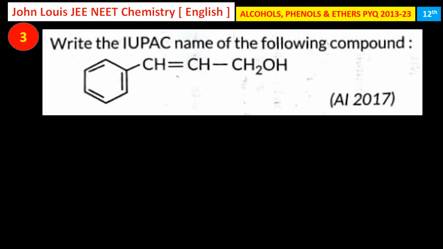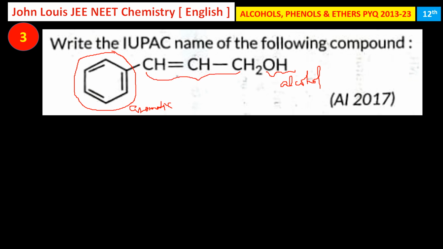Our next question is: write the IUPAC name of the following compound. If you look at this compound, it has a benzene ring, therefore it is an aromatic compound in the very first place, and it has an OH group. That is alcohol. This is aromatic. And here the longest chain is this. So 3 carbons are there.